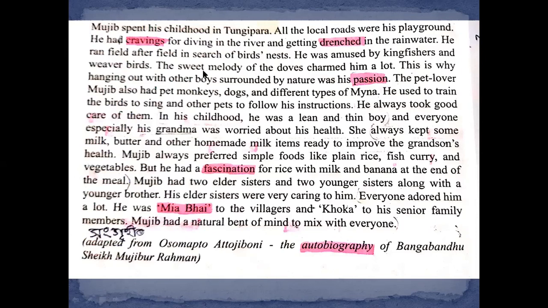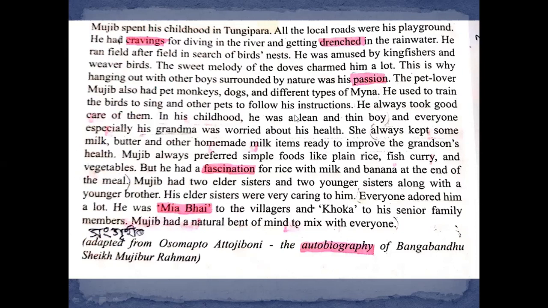He ran field after field in search of birds' nests. He was amused by kingfishers and weaver birds. The sweet melody of the doves charmed him a lot. This is why hanging out with other boys surrounded by nature was his passion. The pet lover Mujib also had pet monkeys, dogs, and different types of moina. He used to train the birds to sing and other pets to follow his instructions. He always took good care of them.